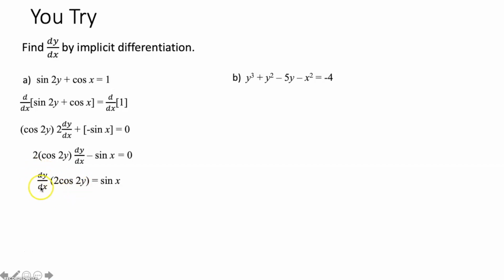Step 4 then is to solve for dy dx. So how do I get dy dx by itself on this side of the equation? Well, I'm just going to divide both sides by 2 cosine of 2y. When I do that, I just get dy dx is equal to sine of x over 2 cosine 2y, and I'm done.